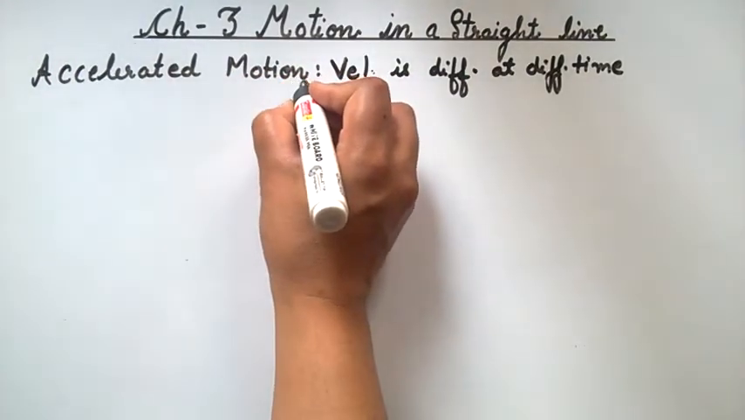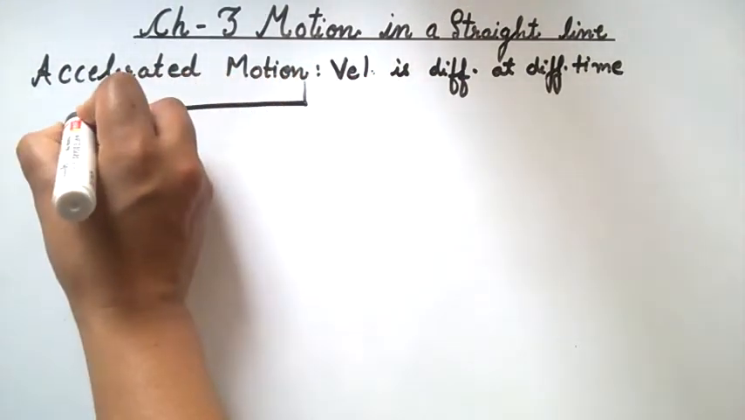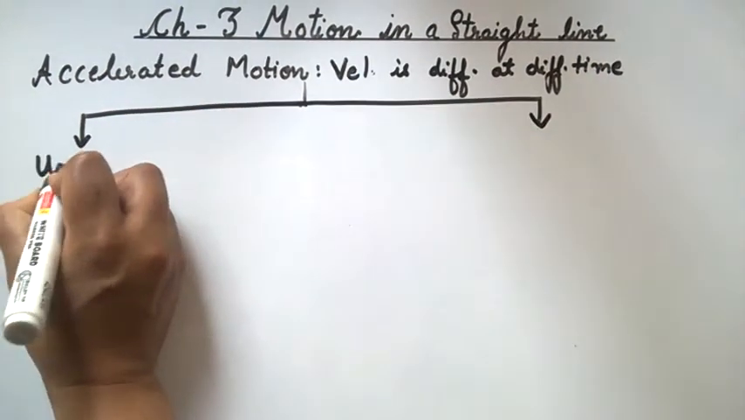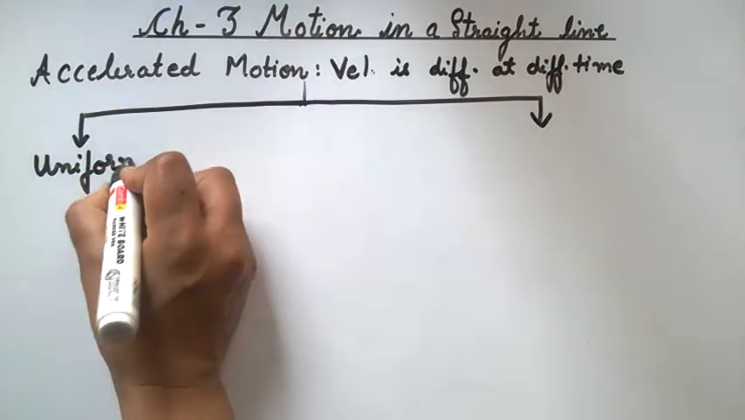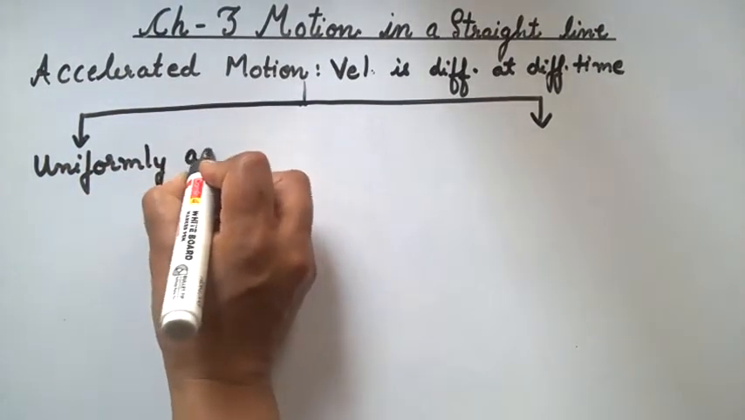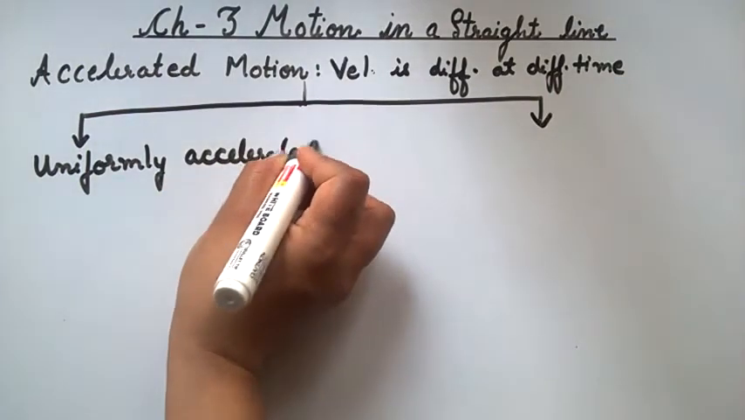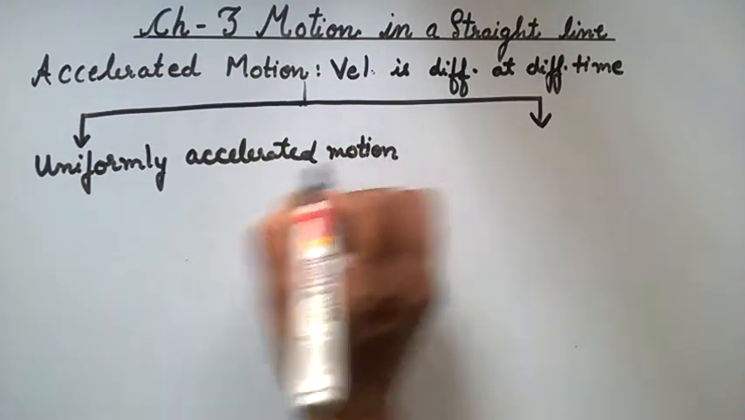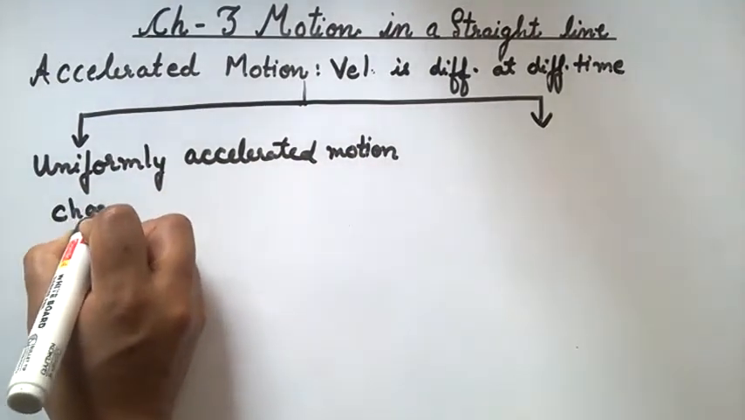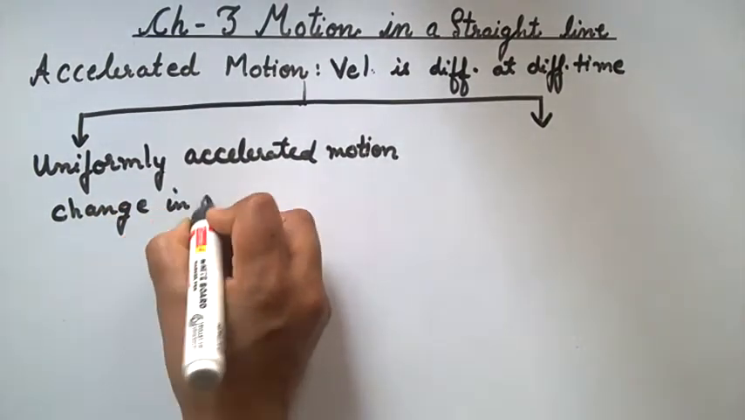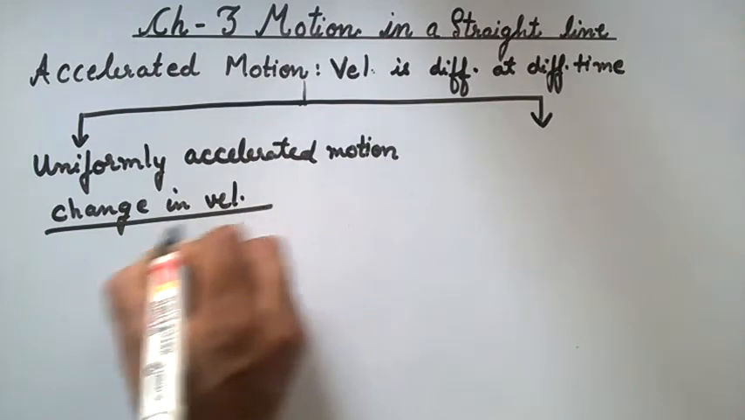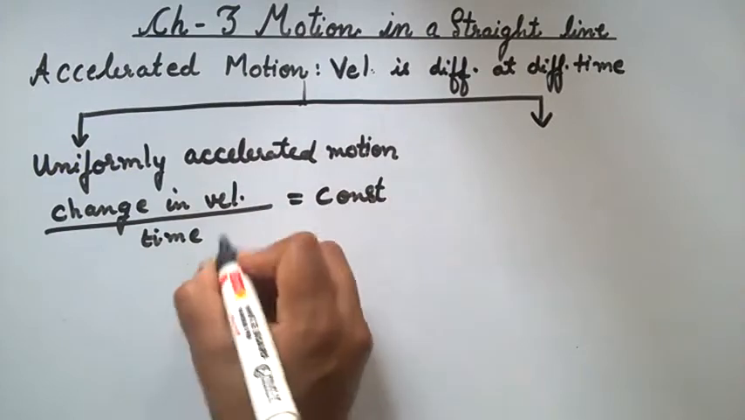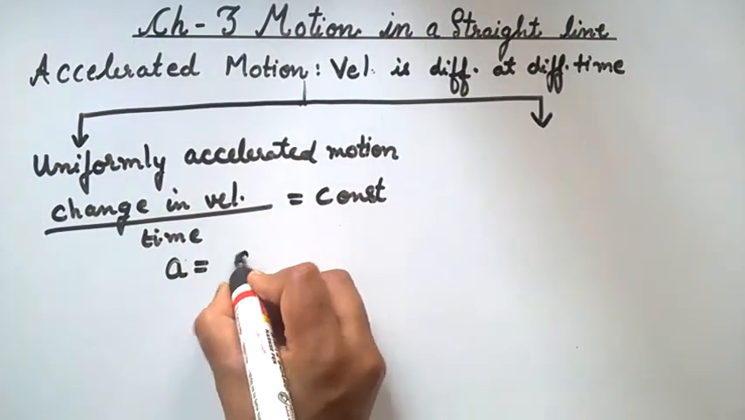Accelerated motion is of two types: uniformly accelerated motion and non-uniformly accelerated motion. We will study the graphs of uniformly accelerated motion. It is that motion in which the change in velocity per unit time is constant. Thus, as the change in velocity per unit time is constant, acceleration is constant. It can be positive or negative.